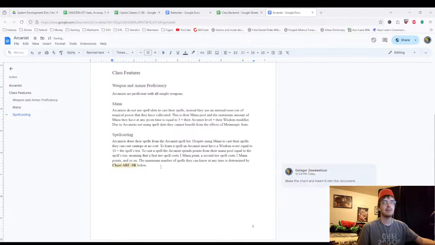So the maximum number of spells they can know at any time is determined by this chart. Arcanists, as Wizard is a parent class, will have access to the full threshold of magic, so 0 through 10, and be able to cast off of that.